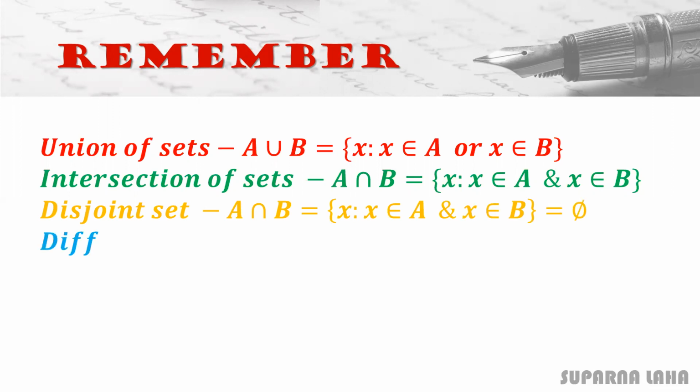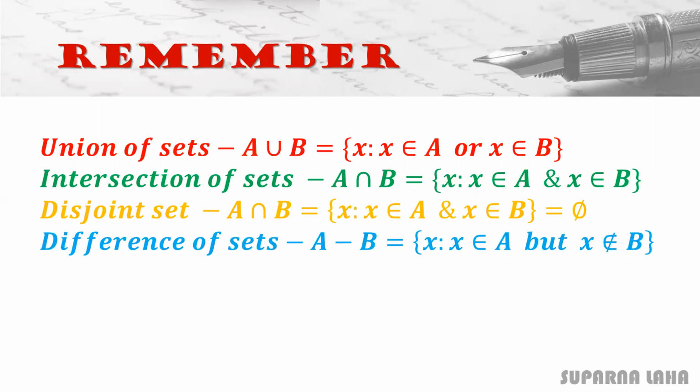Next is difference between sets, that is A minus B. That means elements X such that X is in A but not in B. And whenever we are using B minus A, X is in B but not in A. So these are the representation of operations on sets and their notation.